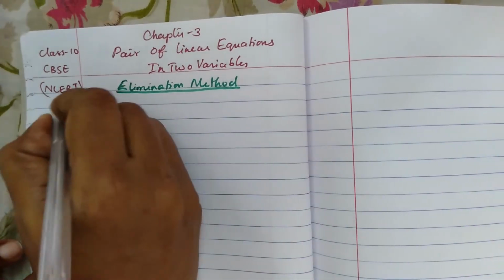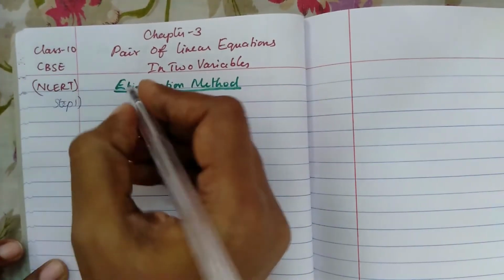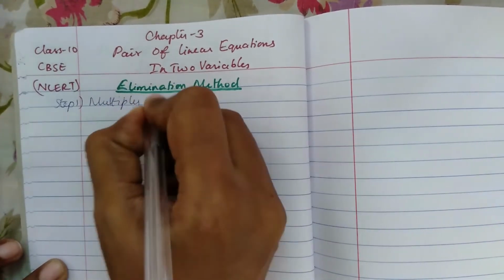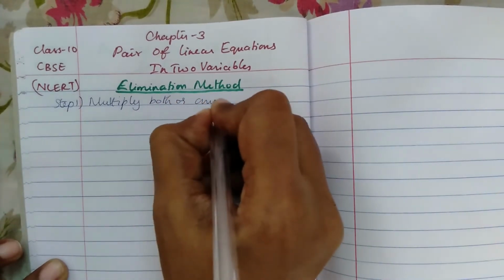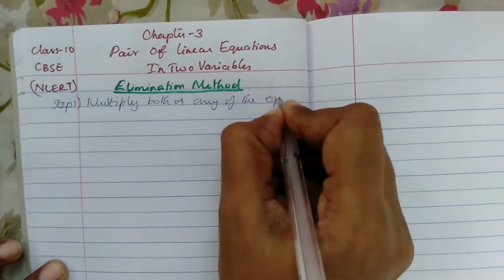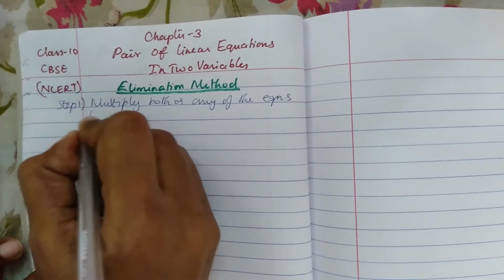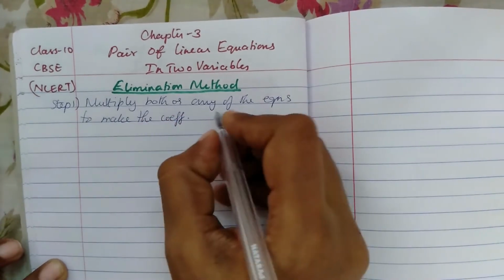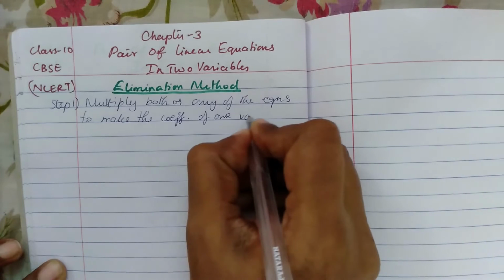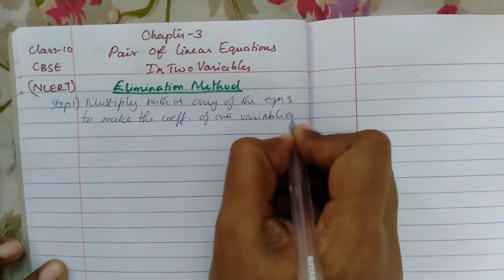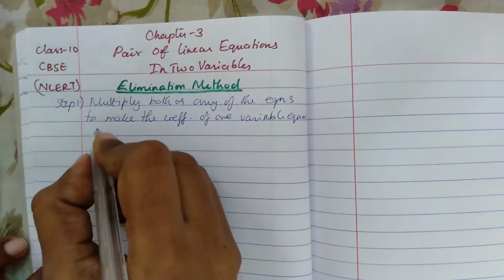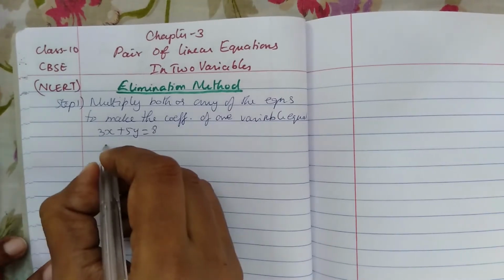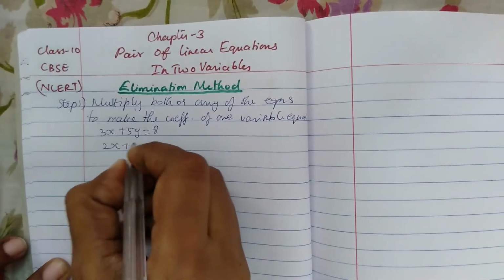The first step is multiply both or any one of the equations to make the coefficients of one variable equal. Suppose I have an equation 3x plus 5y is equal to 8 and 2x plus 2y is equal to 4.